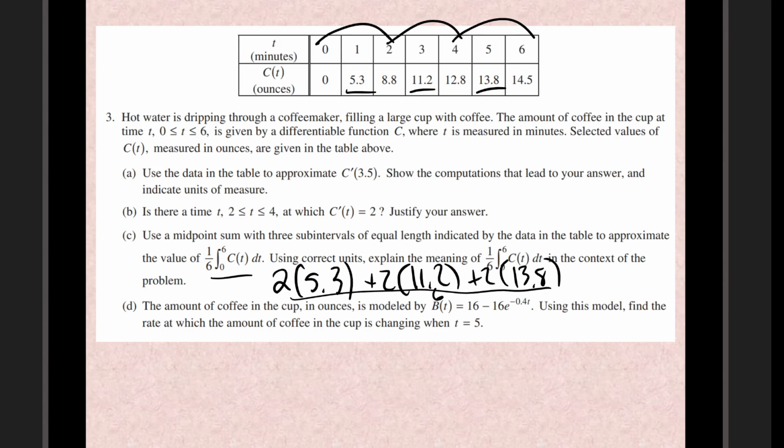I could even just leave it like this on the AP test. Well, not if you're given a calculator. Usually they make you go farther. Let's go a little farther: 10.6 plus 22.4 plus 17.6. That's 50.6 over 6.